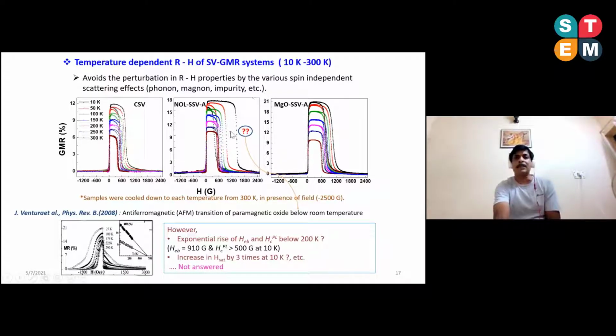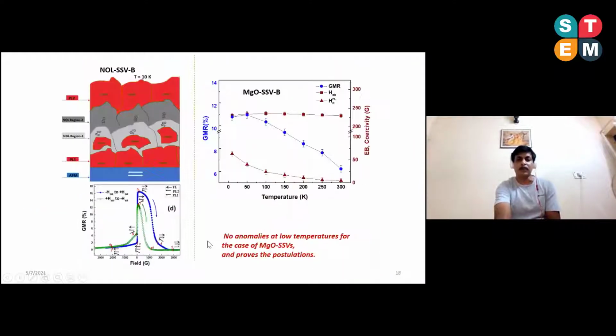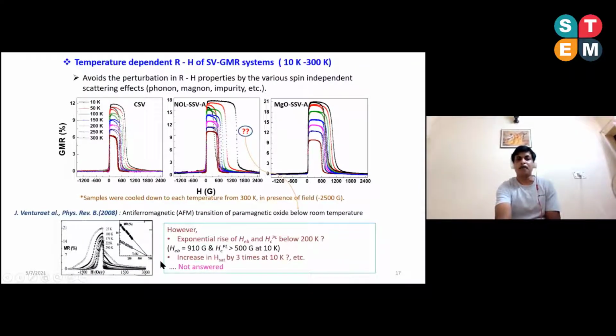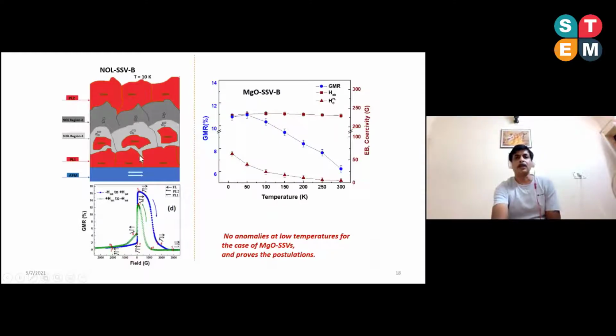That gives a huge exchange bias and hysteresis value, which was reported earlier by some other groups, but they did not give many explanations. First, why the exponential rise of the exchange bias and HC value, and second, why the HC value increases three times at 10K. Those answers were not given by the earlier papers. So we have answered those questions by measuring magnetic as well as non-magnetic nano oxide layers.